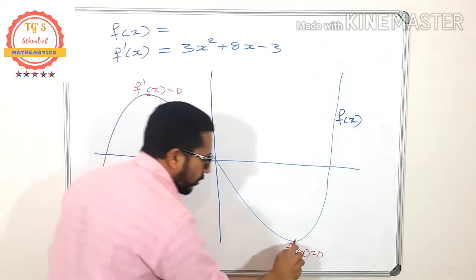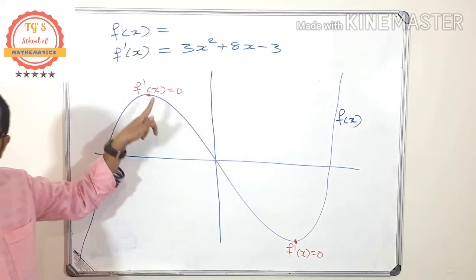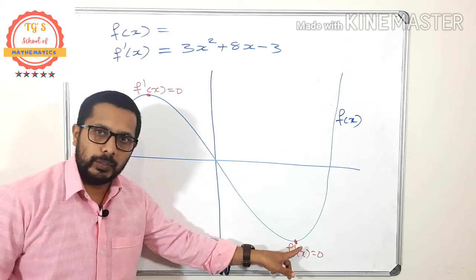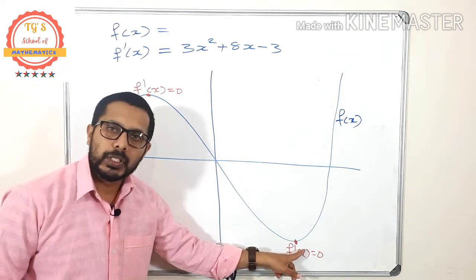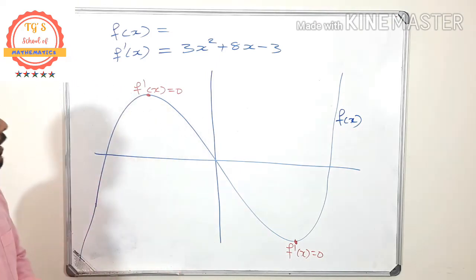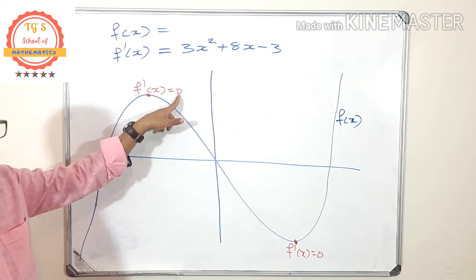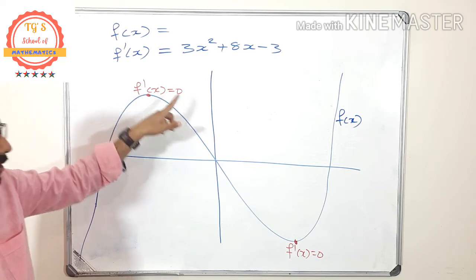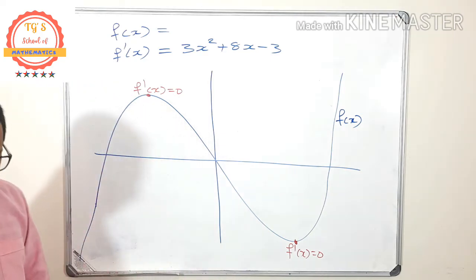This is also a stationary point. That means this is the maximum turning point and this is the minimum turning point, or this is the maximum stationary point and this is the minimum stationary point. At maximum and minimum, the first derivative is equal to 0. Here you can see that the first derivative is equal to 0, the first derivative is equal to 0. Now look at this one.